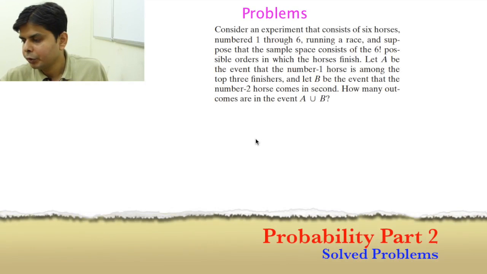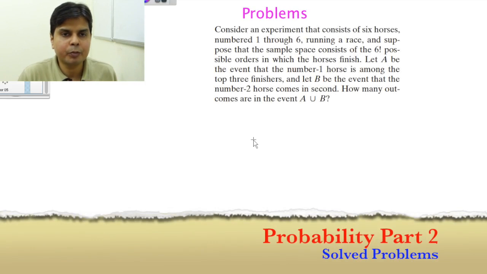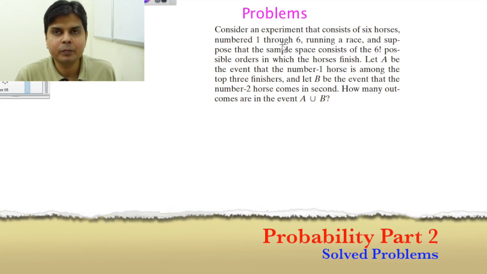Let us solve some questions of probability theory. The first problem is, consider an experiment that consists of 6 horses numbered 1 through 6. There are 6 horses running a race, and suppose that the sample space consists of the factorial 6 possible orders in which the horses finish. Obviously, it has to be factorial 6.